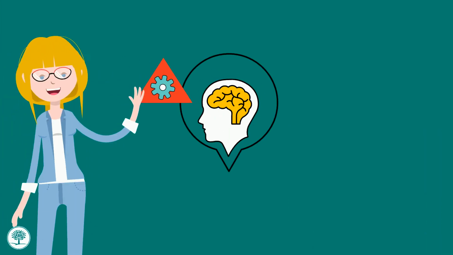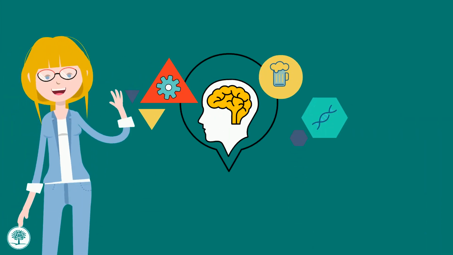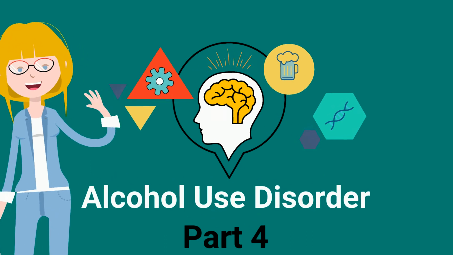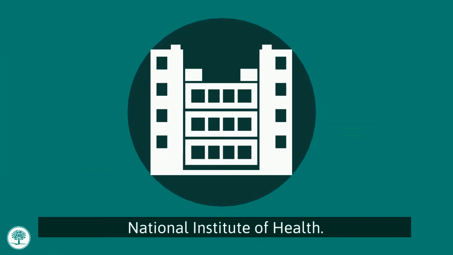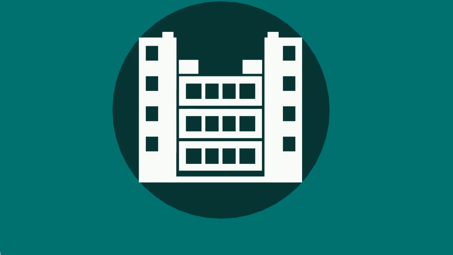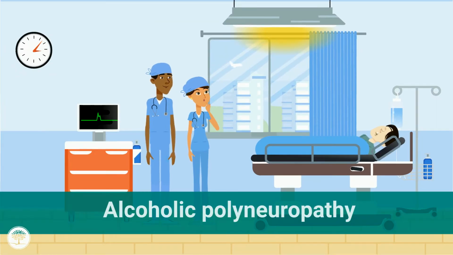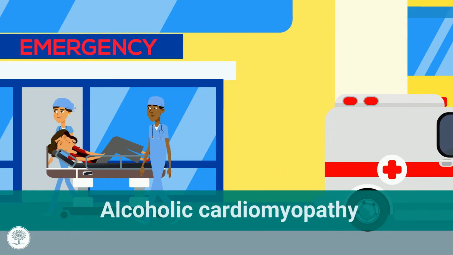This lesson will be on medical complications of alcohol use disorder and some treatment options. There are many alcohol medical syndromes based on data from the National Institute of Health. Alcoholic polyneuropathy is when alcohol affected the nerves and caused a neurodisease. Alcoholic cardiomyopathy means that alcohol directly affected the heart and caused a heart disease.